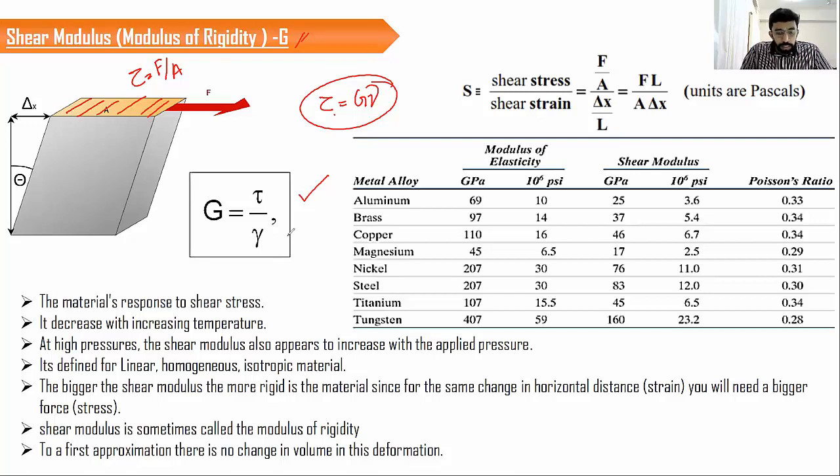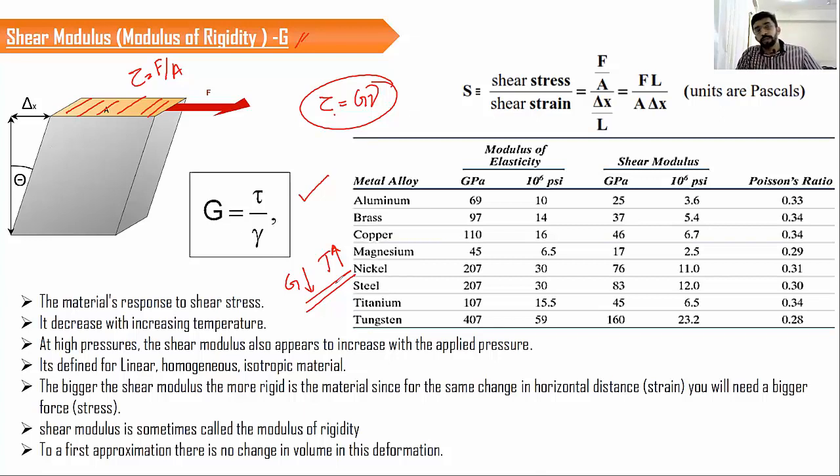Another important thing is that this modulus of rigidity G reduces as the temperature increases. Rigidity means resisting a change in shape. So as the temperature increases, the modulus of rigidity decreases, and thereby we can easily deform the material.